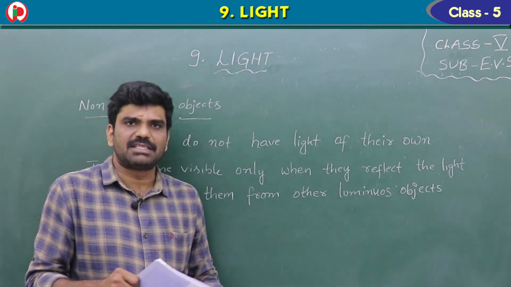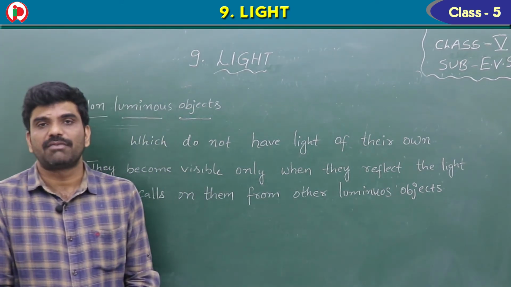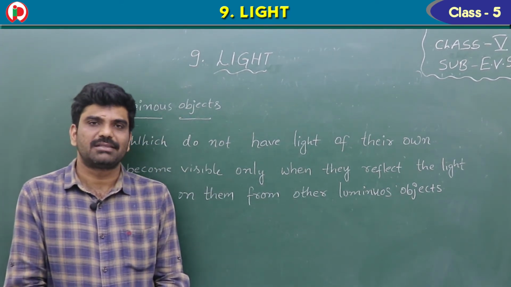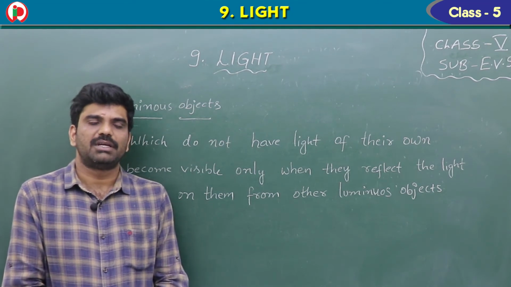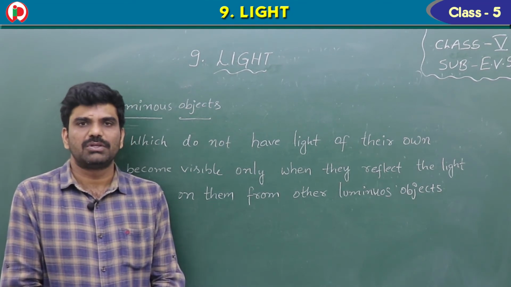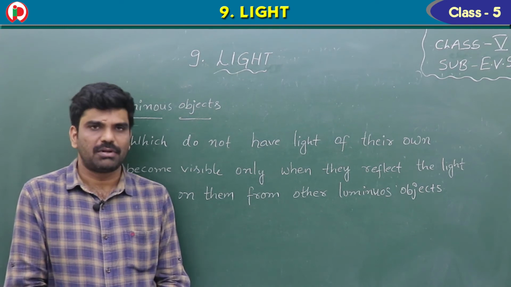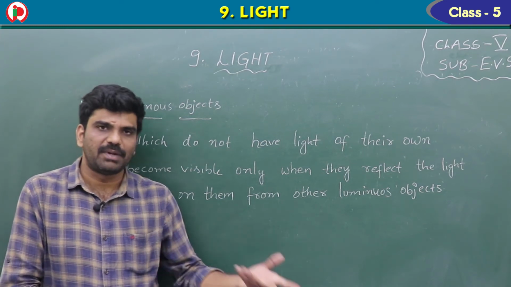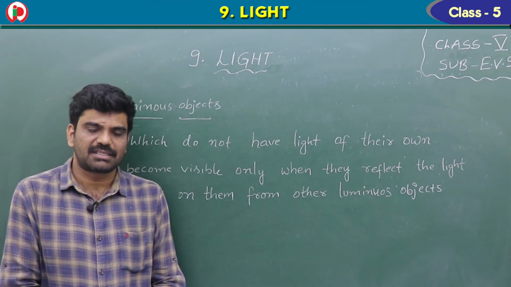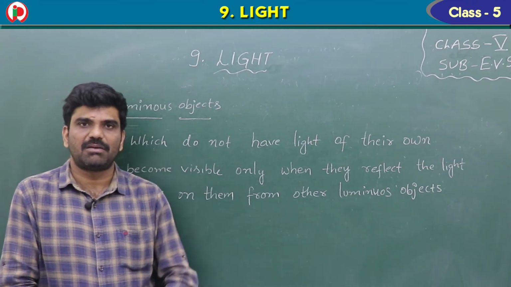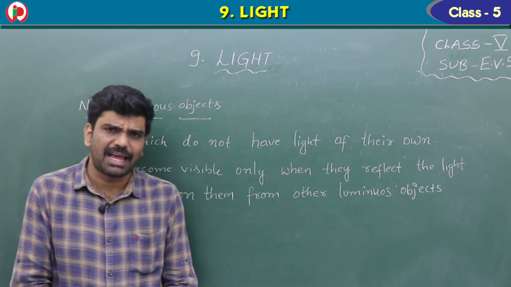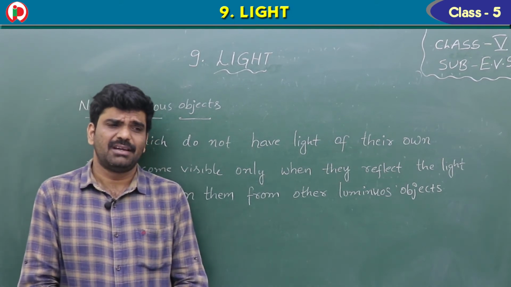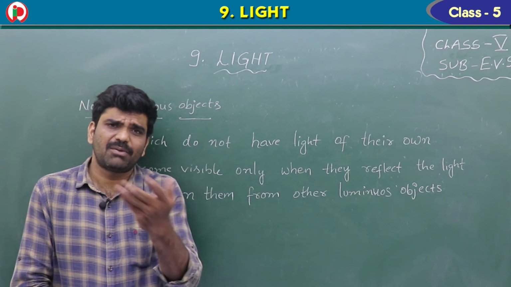So here, once again I repeat, there are two kinds of objects, luminous and non-luminous. Luminous objects are those objects which can produce or emit light by their own. The sun, it is a luminous object. Next one is a star. It is a luminous object. Burning candle is a luminous object. Electrical lamp is a luminous object. They can produce the light by their own.